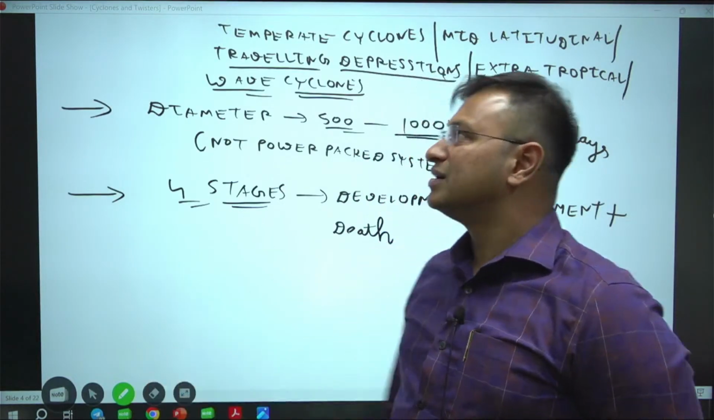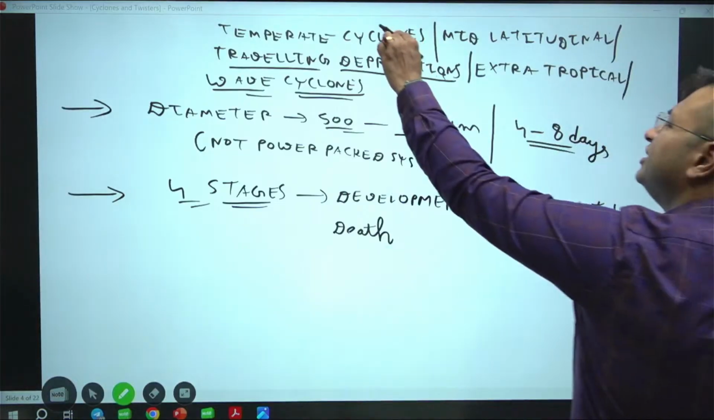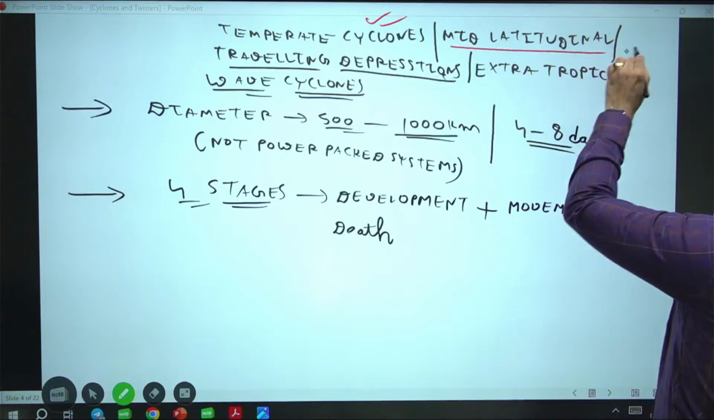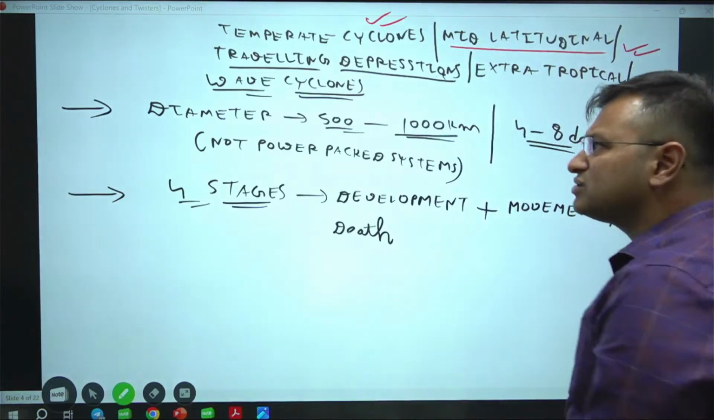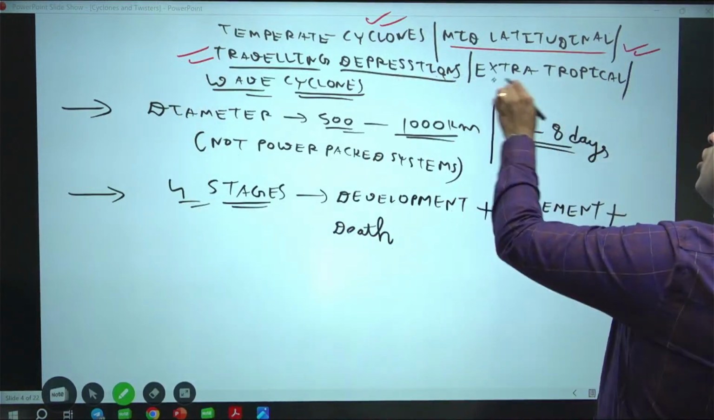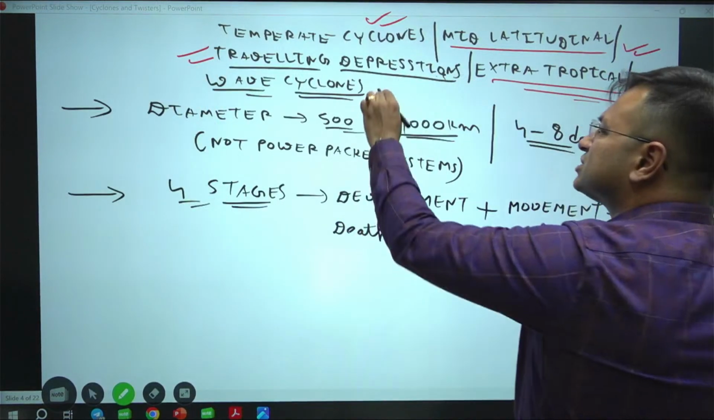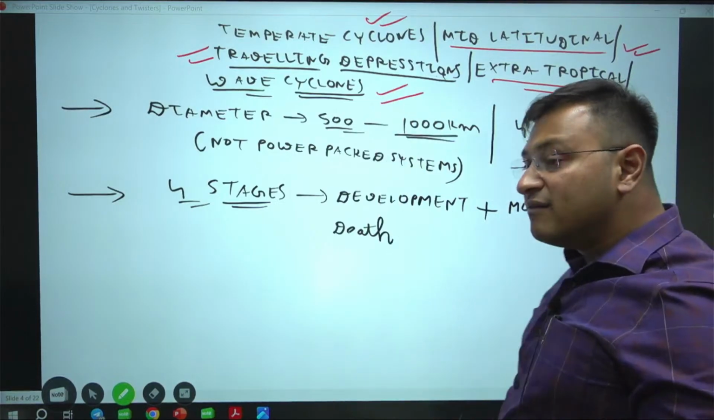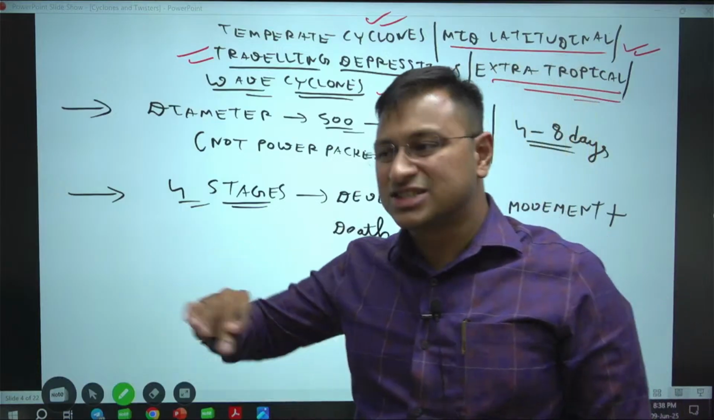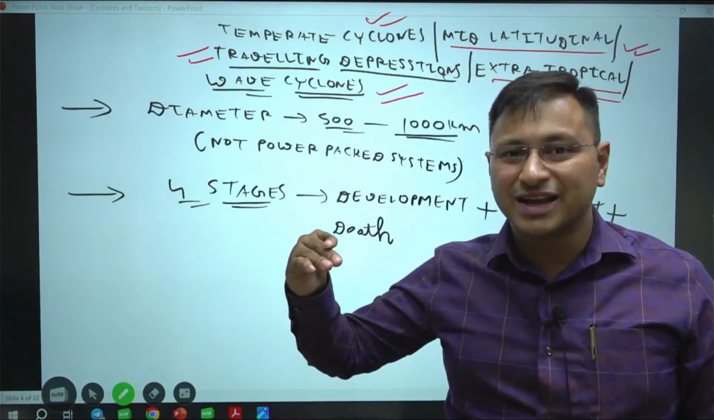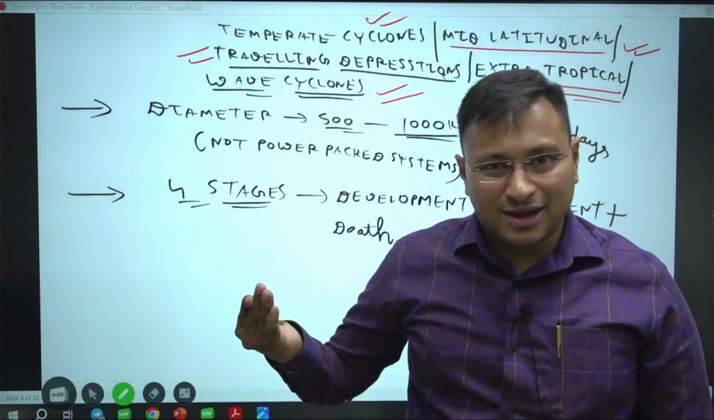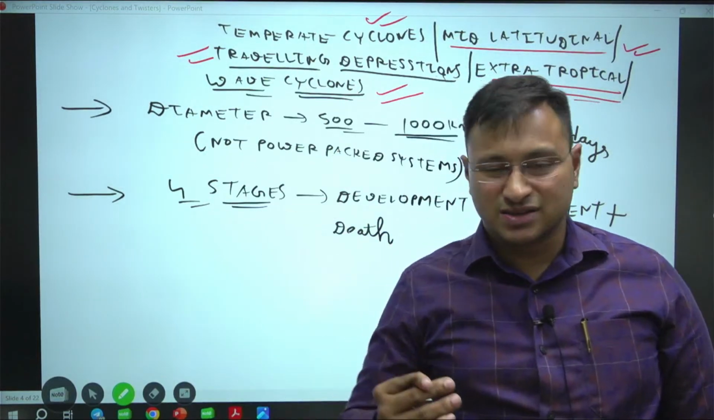So let us try to understand what temperate cyclones basically are. Temperate cyclones are also referred to as mid-latitudinal cyclones. We also refer to them as traveling depressions, or extratropical cyclones, or wave cyclones. Extratropical, why? Because they originate upwards of 30 to 35 degrees north and upwards of 30 to 35 degrees south.